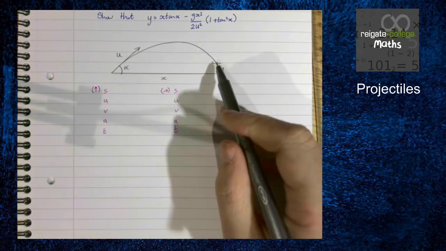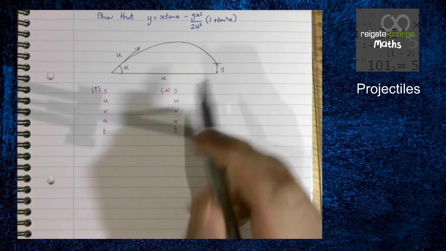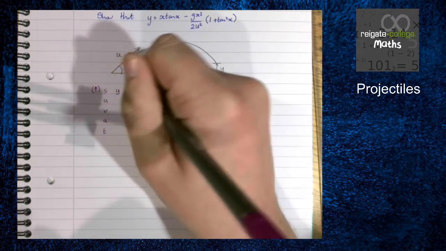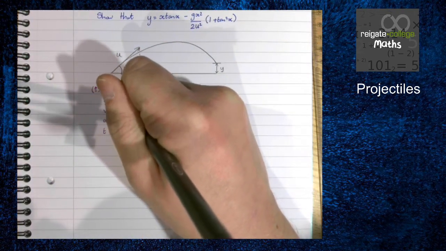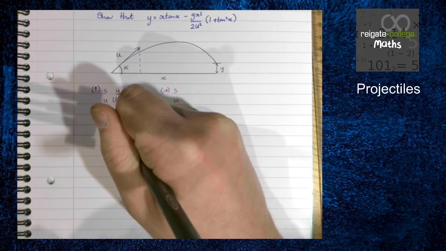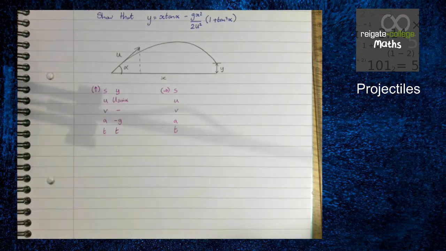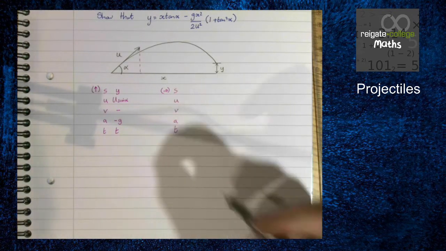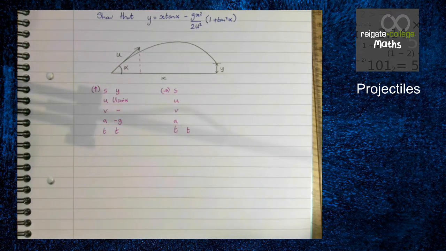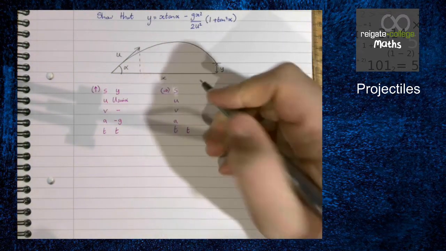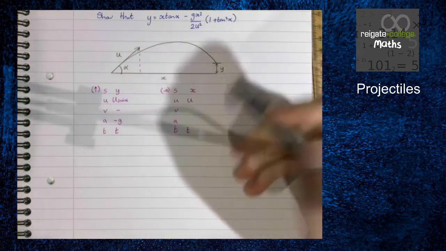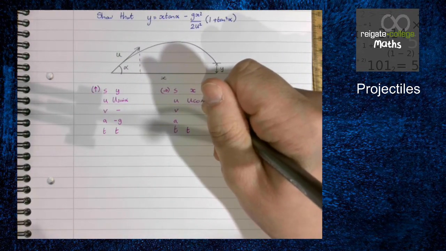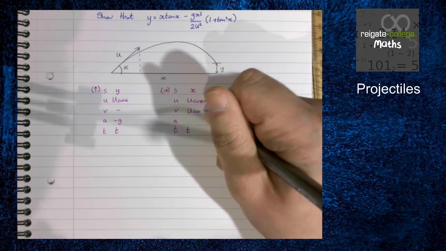Okay, we know the vertical displacement is y. And like before, we know that the vertical velocity is u sine alpha. We don't know v, we know that a is minus g, and we know that there is some time. We don't know what the time is, but we know it's the same time horizontally and vertically. And that's the key thing with this question. So we know the horizontal distance is x, the horizontal component of velocity is u cos alpha, and then we know the rest of the information here.